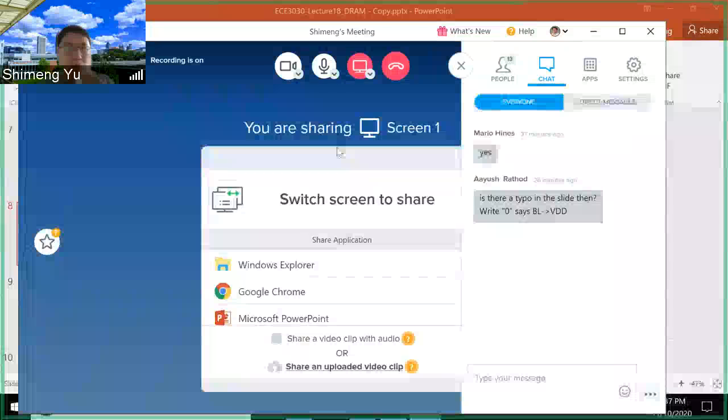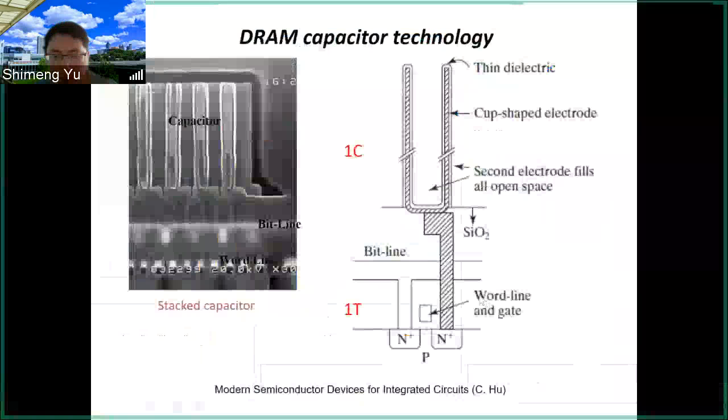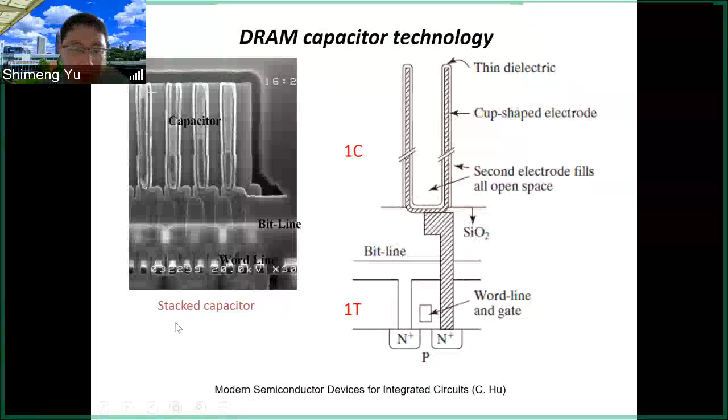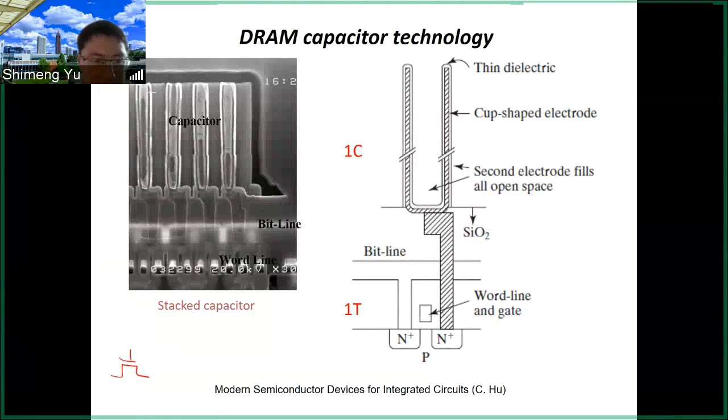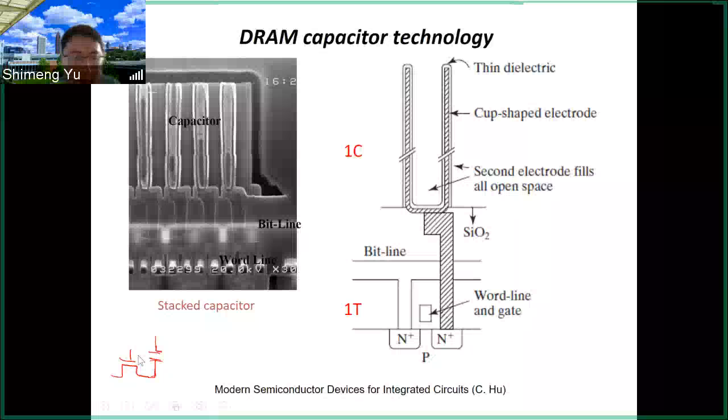Alright, let's move on. So let's look at the real DRAM fabrication process. It's simple from the circuit schematic point of view if you want to draw a DRAM as we showed in the earlier slide. This is a transistor and then you have a capacitor, right? 1T, 1C. But if you really implement this into silicon, then it's not as straightforward as in this circuit schematic.